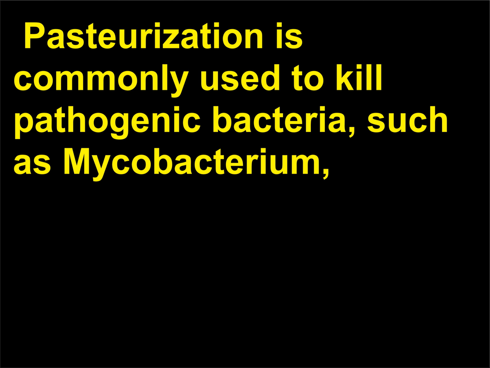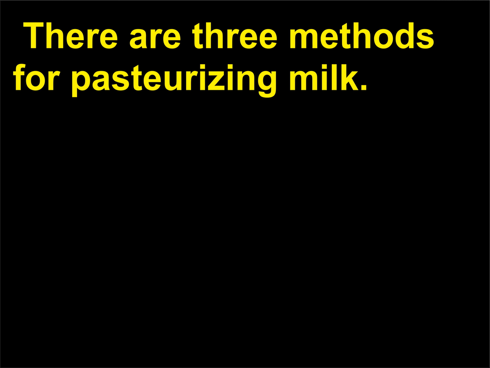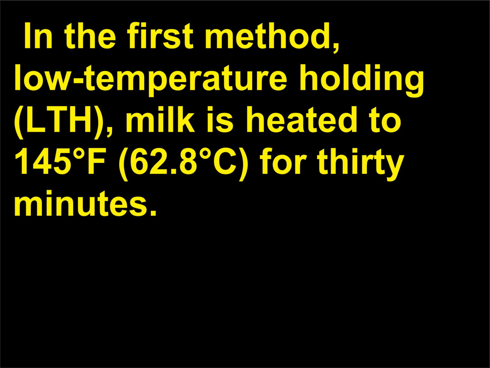Pasteurization is commonly used to kill pathogenic bacteria, such as Mycobacterium, Brucella, Salmonella, and Streptococcus, common to milk and other beverages. There are 3 methods for pasteurizing milk. In the first method, low temperature holding, LTH, milk is heated to 145 degrees Fahrenheit, 62.8 degrees Celsius, for 30 minutes.